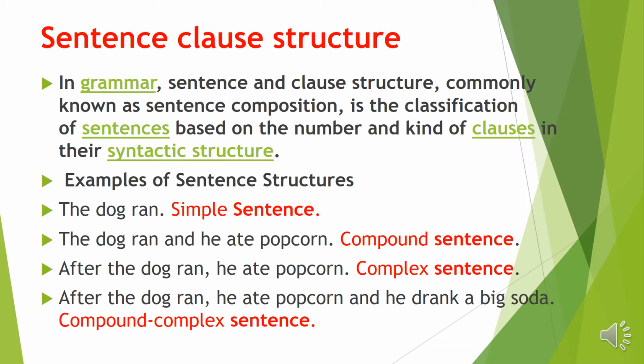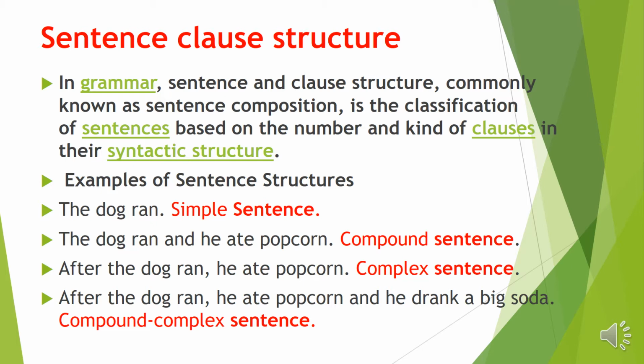The dog ran. When we see "the dog ran," this is considered a simple sentence. Why? Because we talk about only one subject. It talks about the dog. Next, "the dog ran and he ate popcorn." This is a compound sentence. Why? It's a combination of "the dog ran" and "he ate popcorn." It's two verbs, two action verbs. It shows a compound sentence.